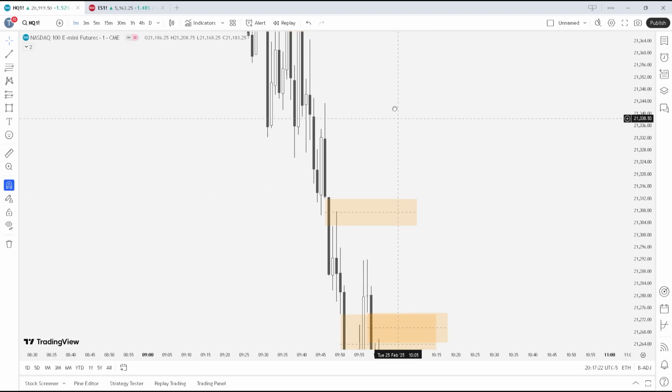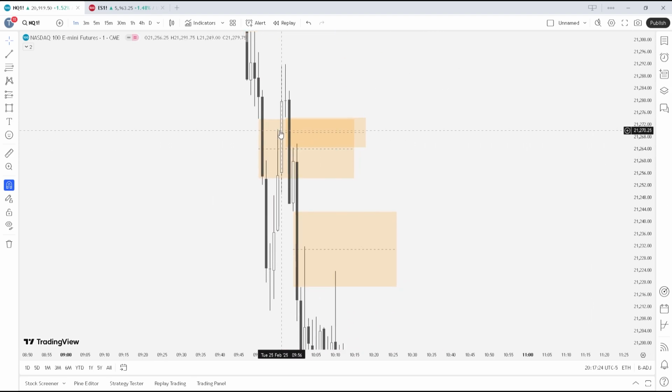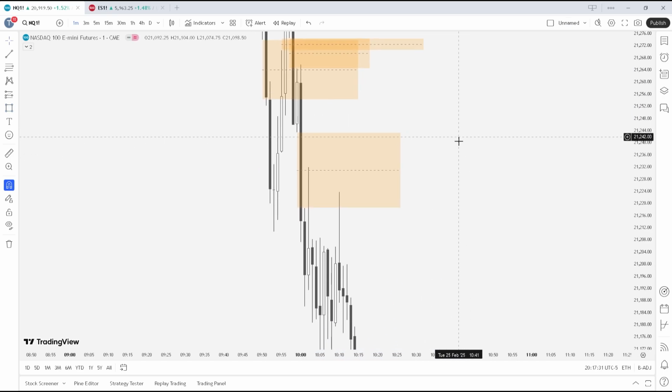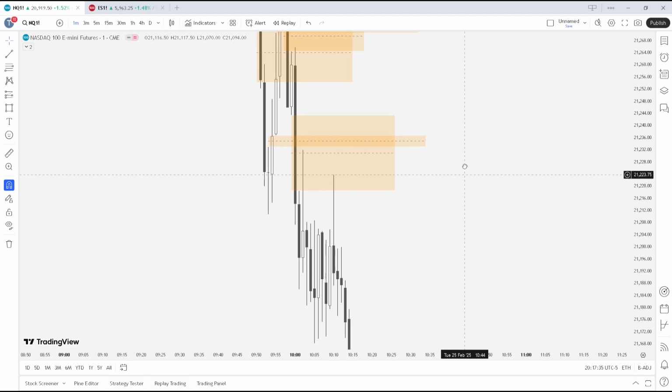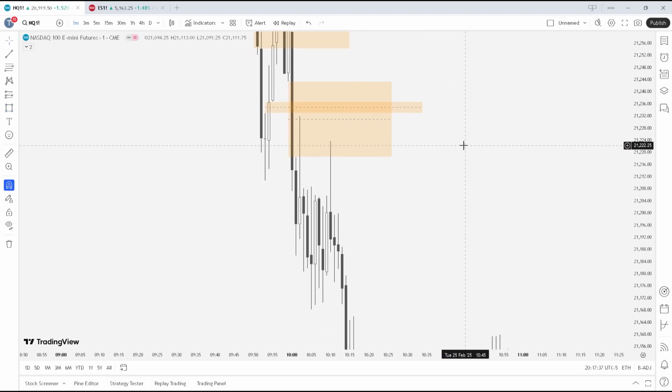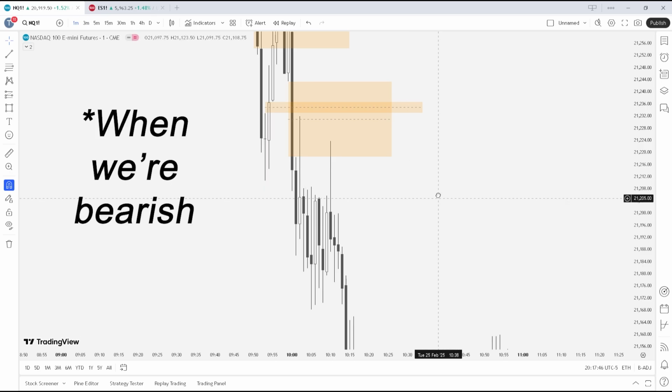It didn't work. If we just keep going lower, we have something like this one right here that just didn't work. We also have something like this one down here. This one also didn't work. And you can just see the probability of the BISIs working. They're so much lower than the probability of the SIBIs working when we're bearish, right?